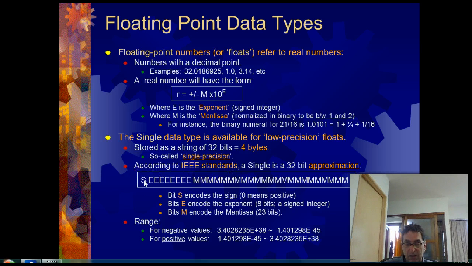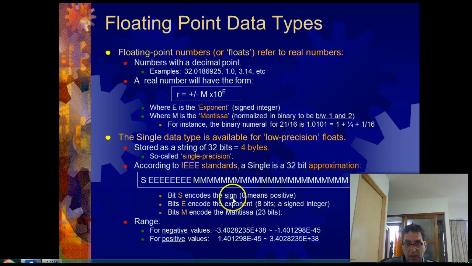So here it is. We saw this before. We have 32 bits. Each one of these is a bit. The first bit tells us whether the number is positive or negative, and the next 8 bits tell us the power of 10 that we're going to use. Then this is the decimal representation of it, which will be between 1 and 2.